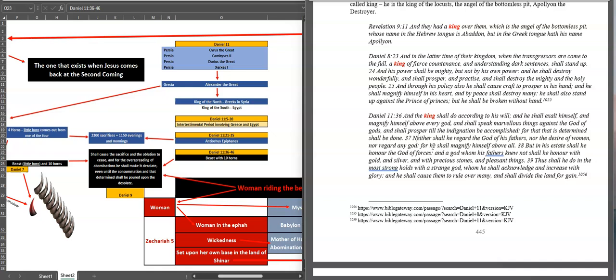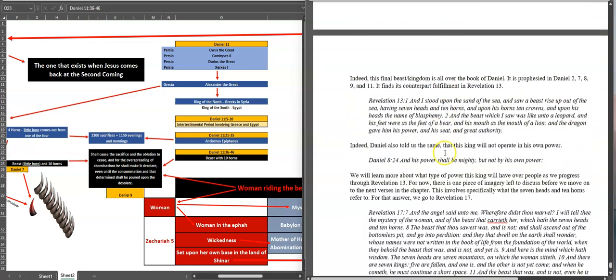But in his estate he shall honor the God of forces, a god whom his fathers knew not shall he honor with gold and silver, with precious stones and pleasant things. Thus shall he do in the most strongholds with a strange god whom he shall acknowledge and increase with glory. He shall cause them to rule over many, and shall divide the land for gain.